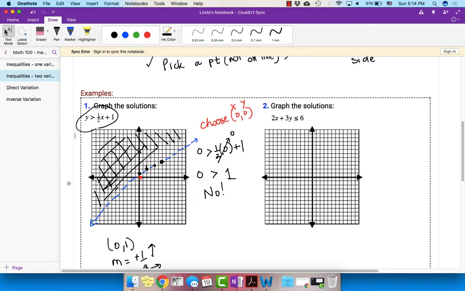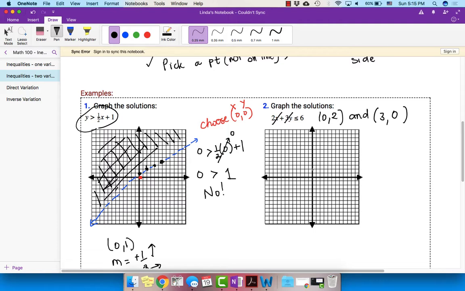Now let's take a look at the second example. This example right here is in standard form. So standard form means I pick 2 points. I'm going to let x equal 0. If x equals 0, I'm going to have y equal to 6 divided by 3, or 2. And I'm also going to let y equal 0. If y equals 0, I'm going to have x equal to 6 divided by 2, which is 3. So using these 2 points, I'm going to sketch the line.